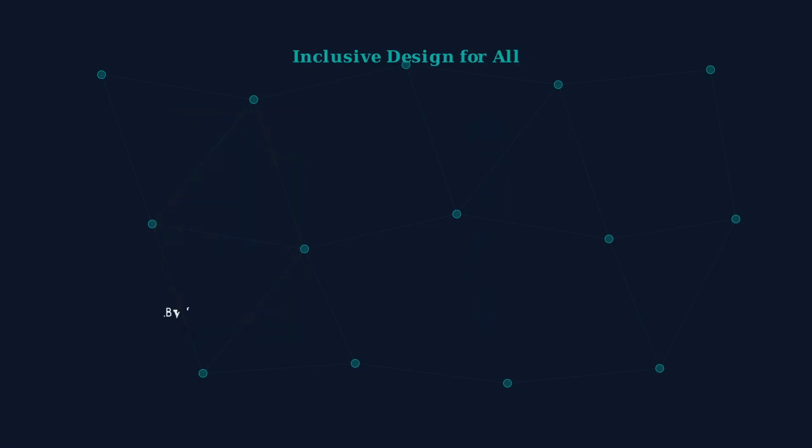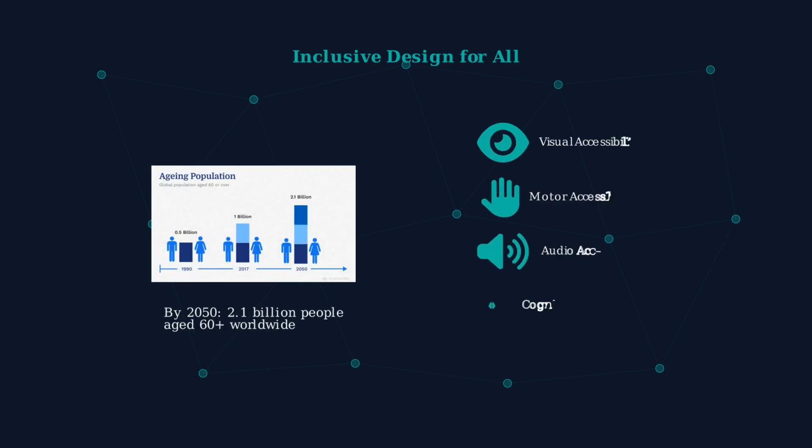The future of affordances must be inclusive. With aging populations growing rapidly worldwide, reaching 2.1 billion people over 60 by 2050, designers are creating adaptive affordances that accommodate visual, motor, audio, and cognitive accessibility needs. AI helps by automatically adjusting interface elements based on individual capabilities.